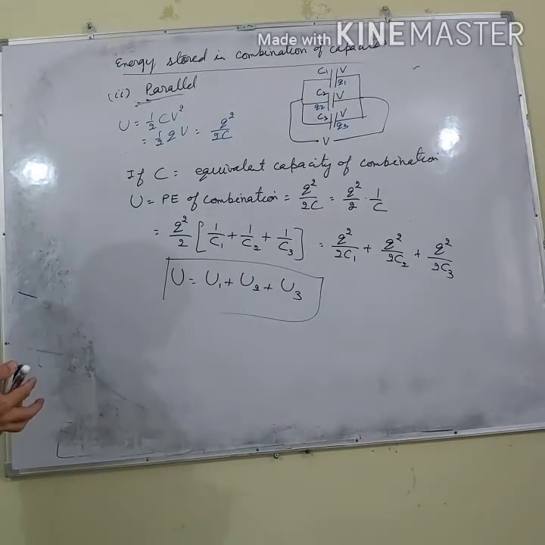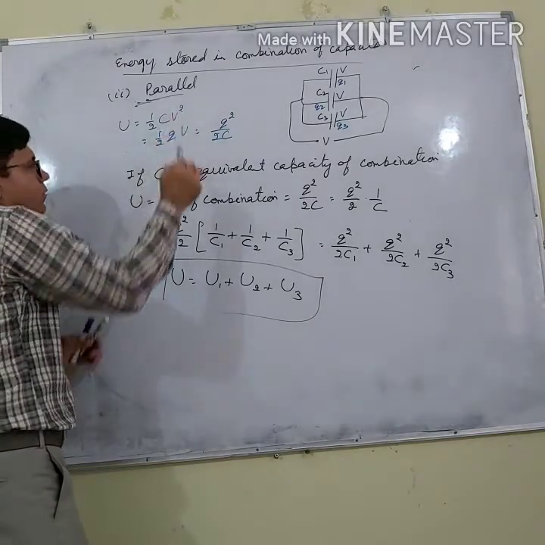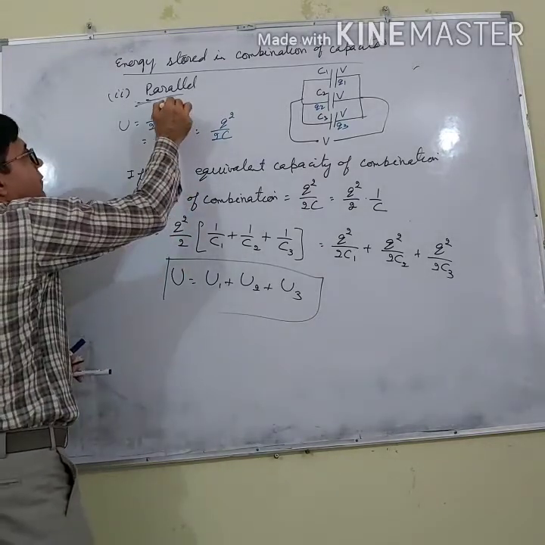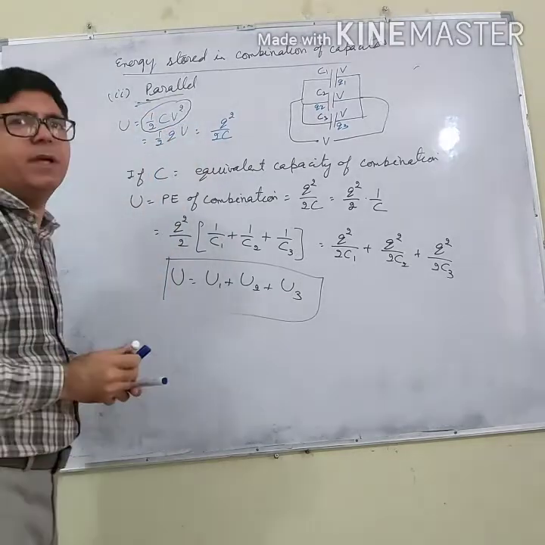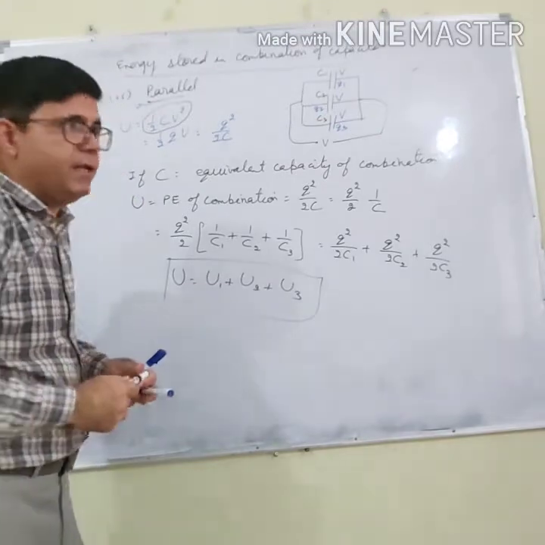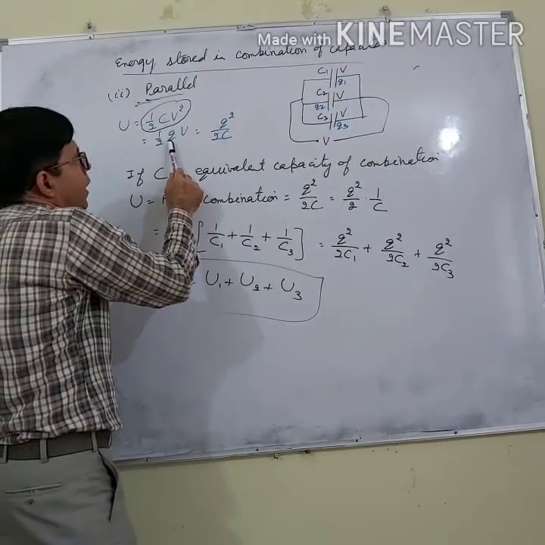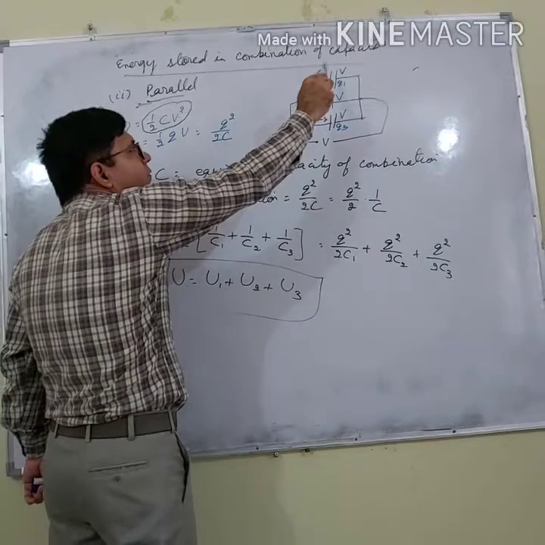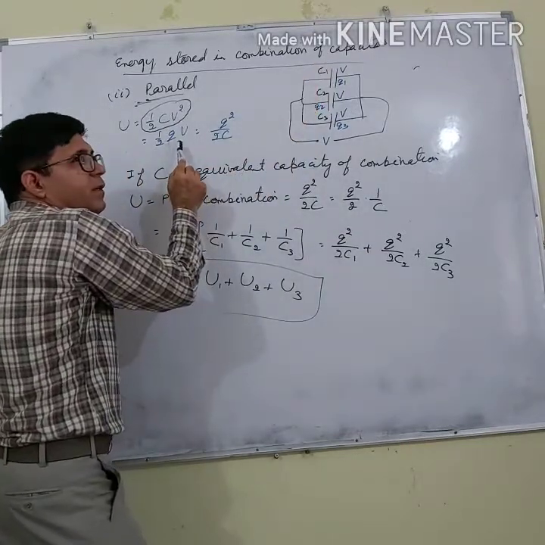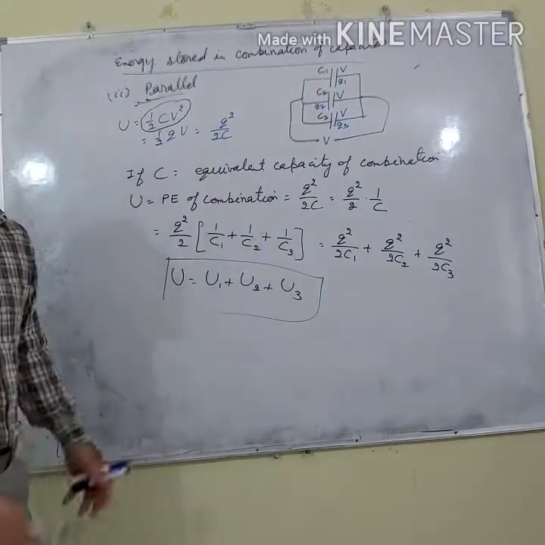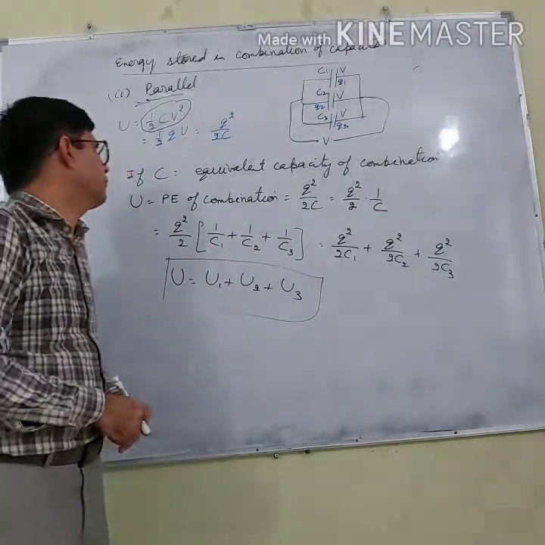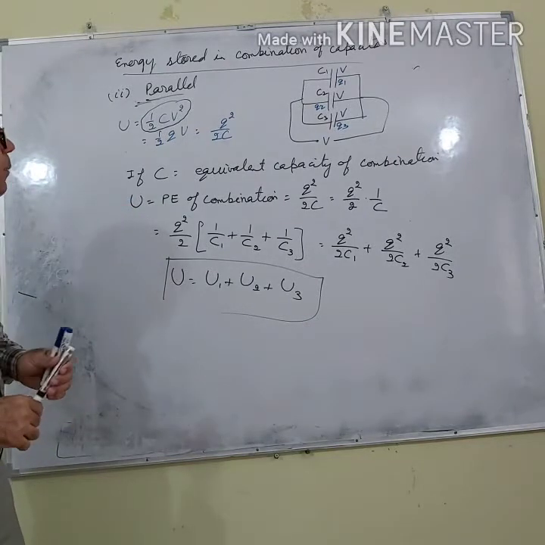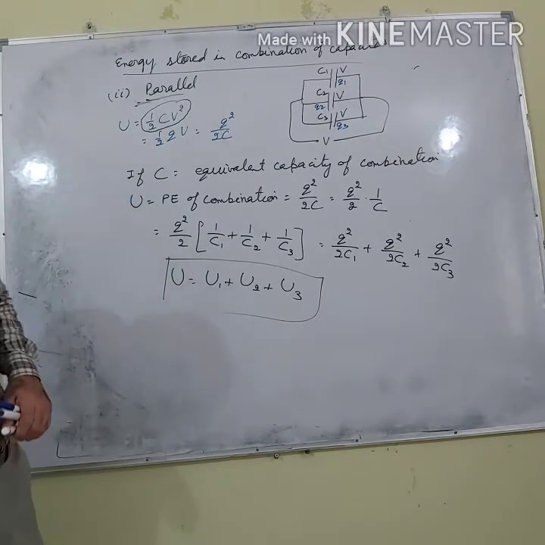Now which formula can be applied? Here V is remaining same. So I will use this formula. Why can't I use this formula, half QV? The reason is that in this combination V is same but Q is changing. So this formula cannot be applied. Choose a formula in which the quantities are constant. So if C is the equivalent capacity of the combination, then what can I write?